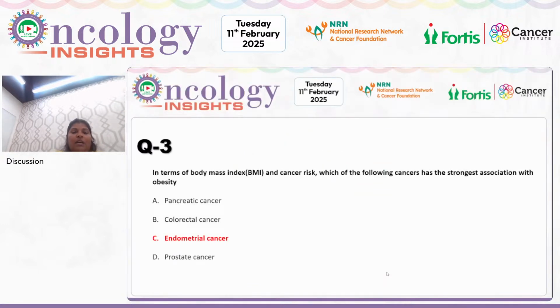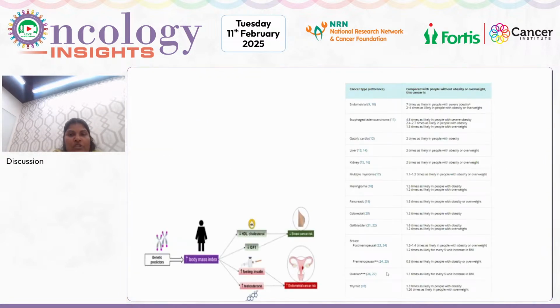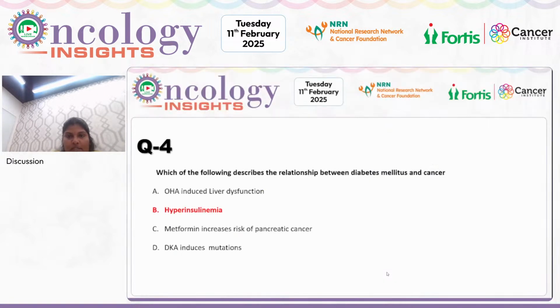In terms of body mass index and cancer risk, which of the following cancers has the strongest association with obesity? Out of all the options, endometrial cancer has the highest risk. It is shown that when there is severe obesity and body mass index is more than 30, there is a 7 times risk of endometrial cancer compared to other malignancies.